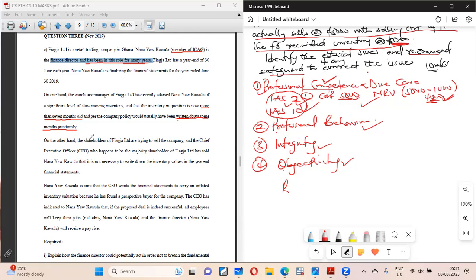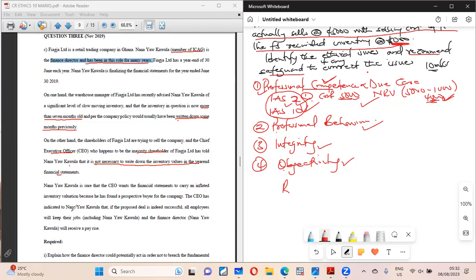On the other hand, the shareholders of Fiaja are trying to sell the company. And the chief executive officer, who happens to be the majority shareholder of Fiaja Limited, has told Nanaya, the finance manager, that it is not necessary to write down the inventory values in the year-end financial statement. Nanaya Kaula is sure that the CEO wants the financial statement to carry an inflated valuation because he has found a prospective buyer for the company.